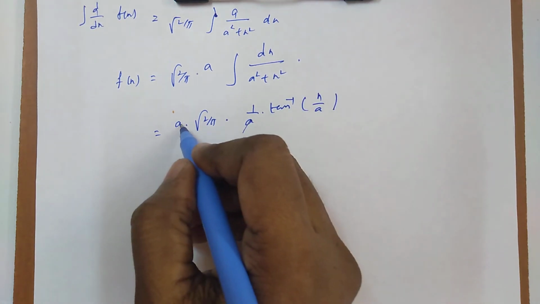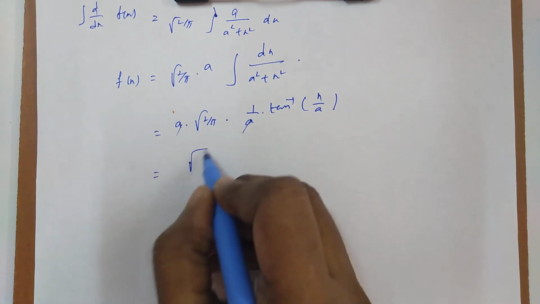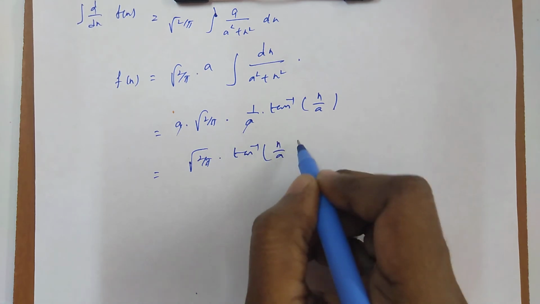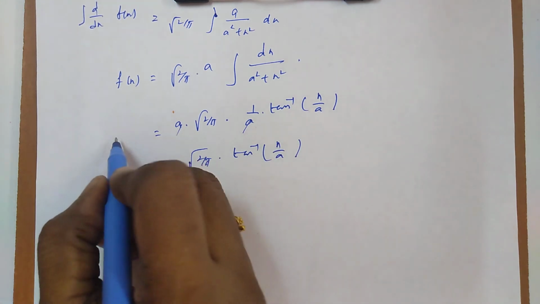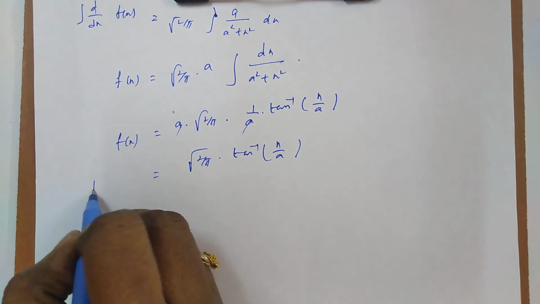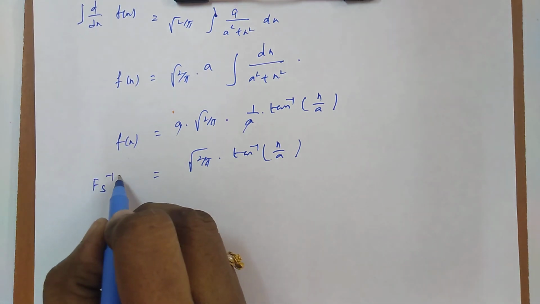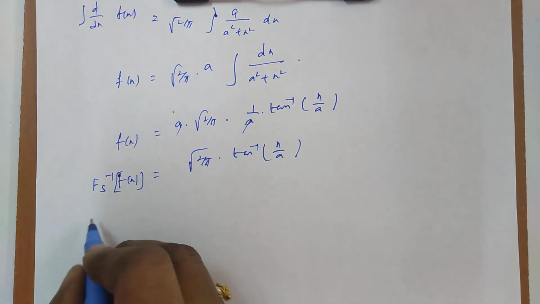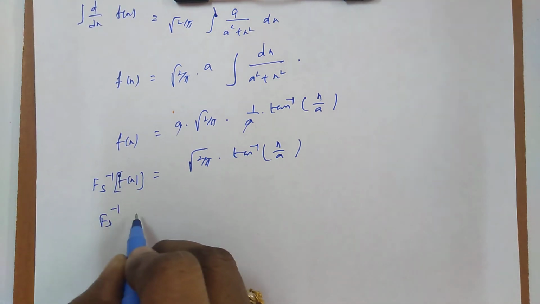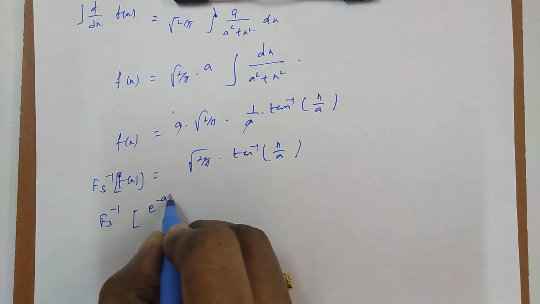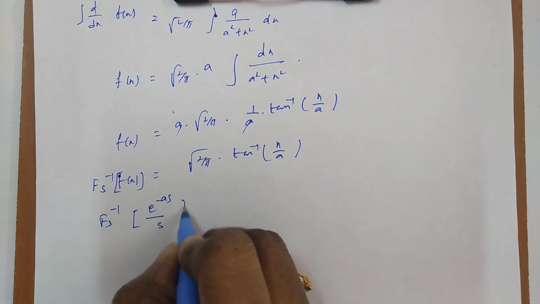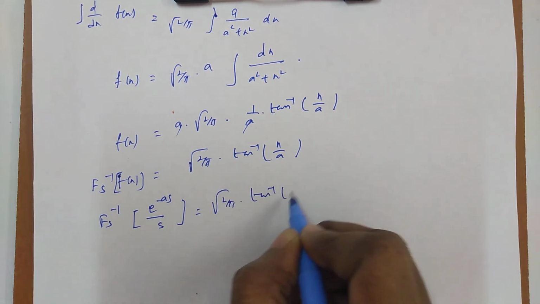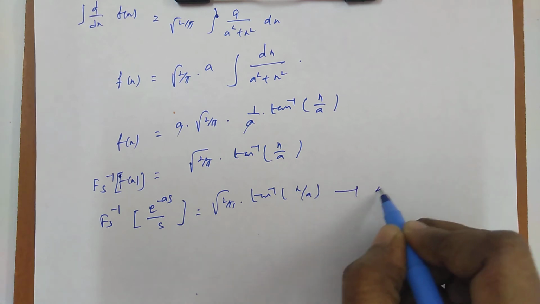Now we can cancel the a, so we get only root of 2 by pi tan inverse x by a. What is our left hand side? Left hand side is actually f of x. F of x is nothing but Fs inverse of f of x, that is what our inversion formula says. So Fs inverse of e power minus as by s equal to root of 2 by pi tan inverse of x by a. This is the first part of the problem.